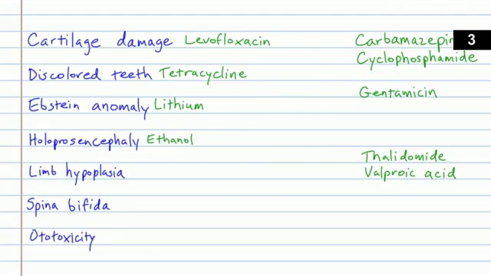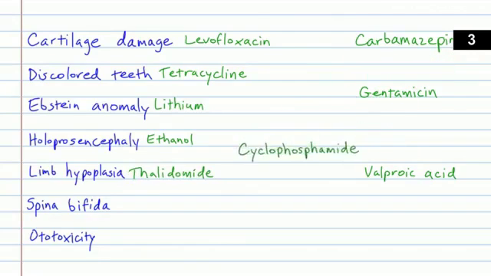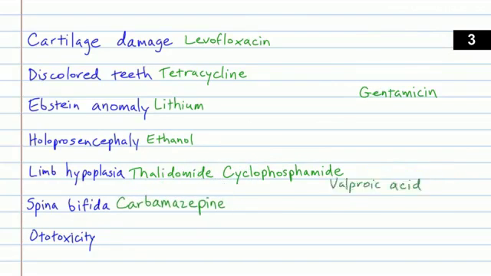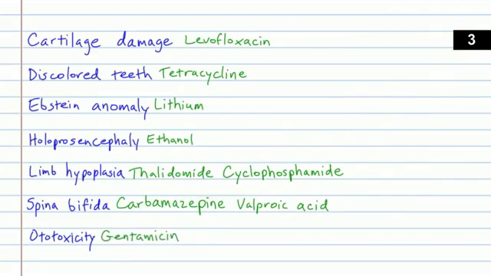Limb hypoplasia, now lots of things can cause limb hypoplasia, but we mentioned it specifically with thalidomide and also with cyclophosphamide. Then spina bifida, remember spina bifida is a neural tube defect. We said that when you hear neural tube defect, I want you to think folate deficiency. But the drugs listed here that also cause neural tube defects are the two anti-epileptics, carbamazepine and valproic acid. And then the last one here is ototoxicity, which is due to aminoglycosides. And the only aminoglycoside we have listed here is gentamicin.